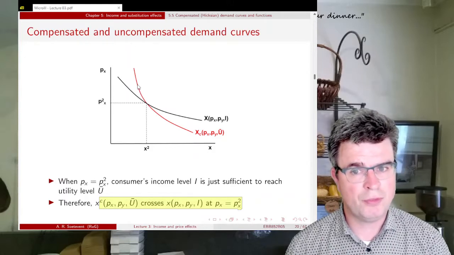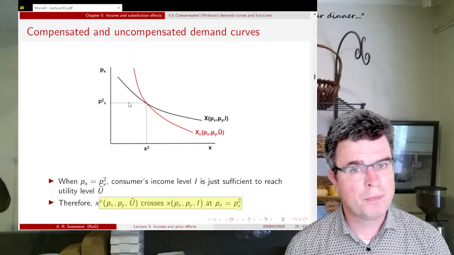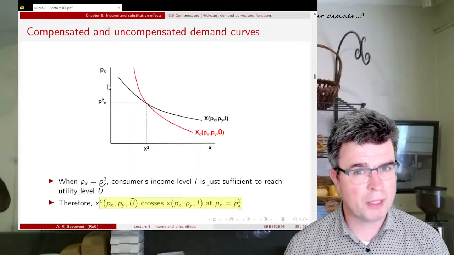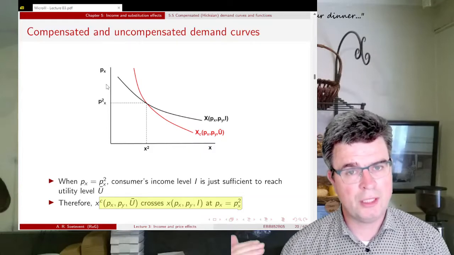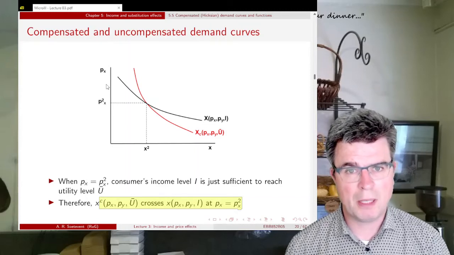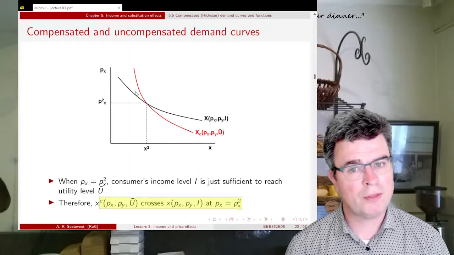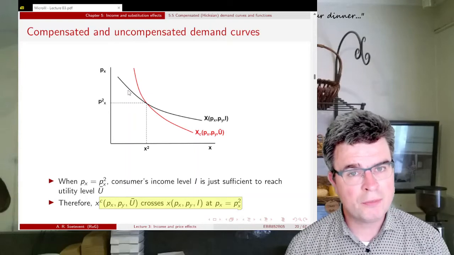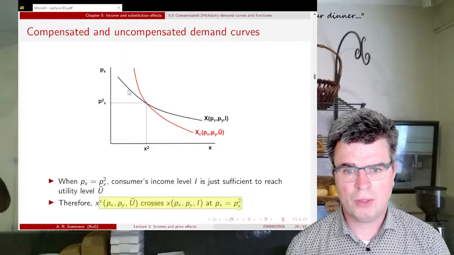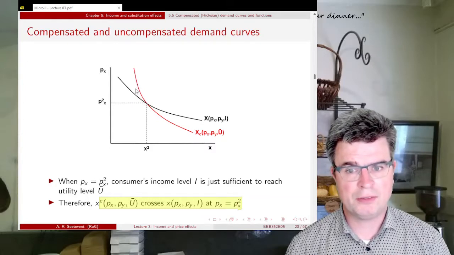So the compensated demand curve will show you the decrease in the demand for good X as a result of the substitution effect. In addition, the demand for good X will decrease even further because an increase in the price of good X will reduce the income of the individual and the individual's purchasing power. And this income effect will lead to an additional decrease in the consumption of good X. So the Marshallian demand is below the Hicksian demand if the price increases.